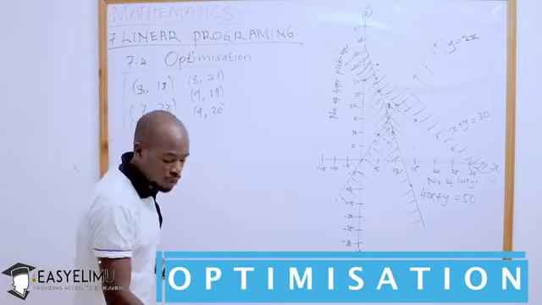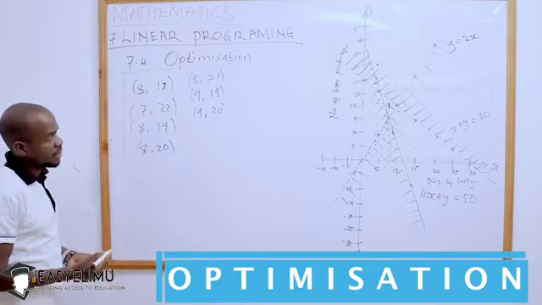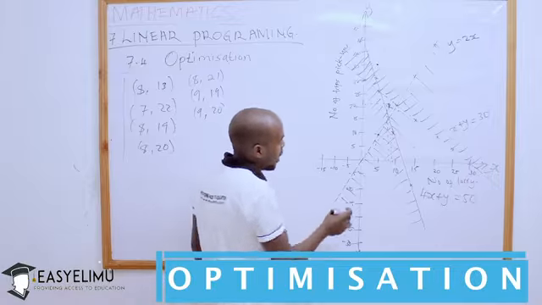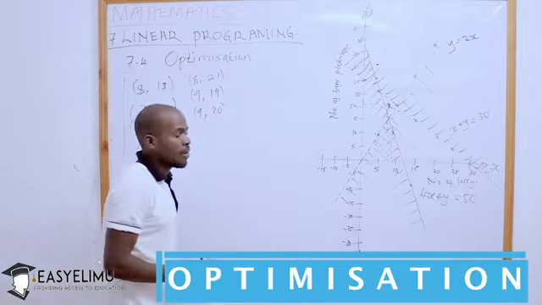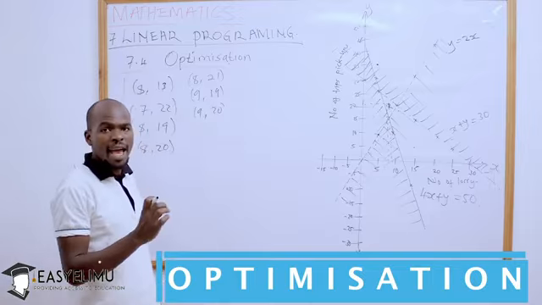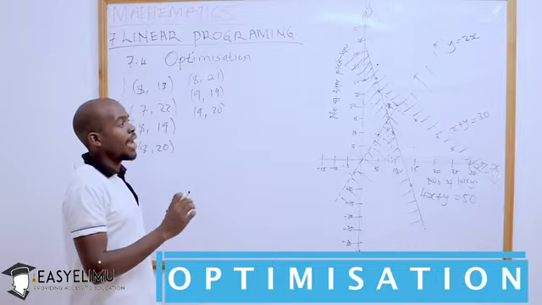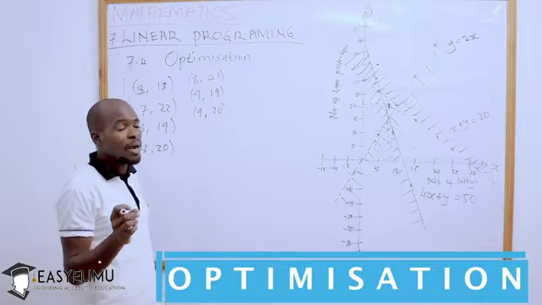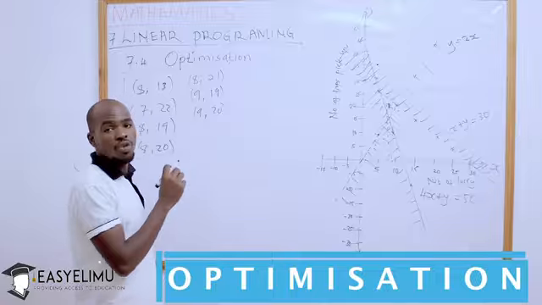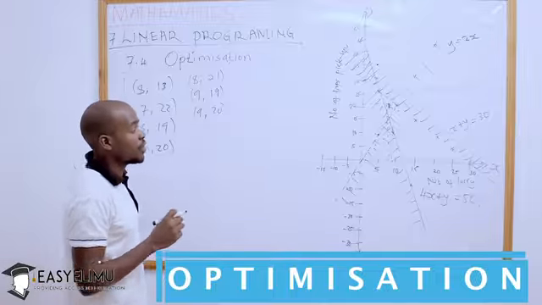How do we form an objective function? You do this. You will come to this graph here. We want to form a line which will help us to identify the minimum or maximum point from the region which satisfies the linear inequalities we formed.